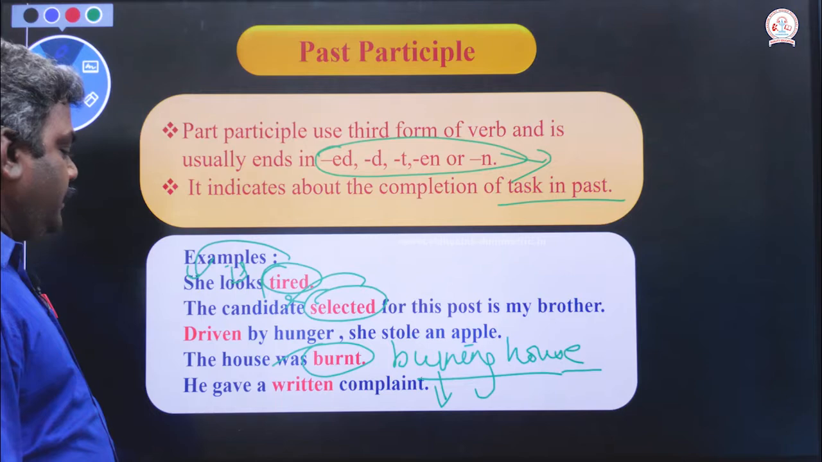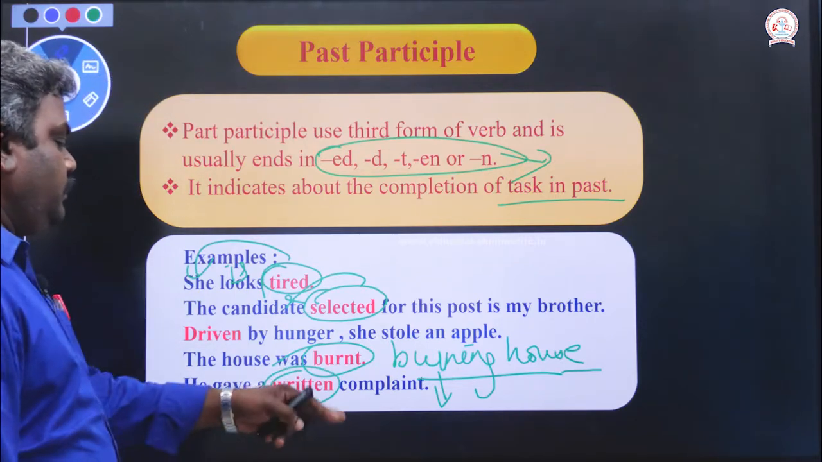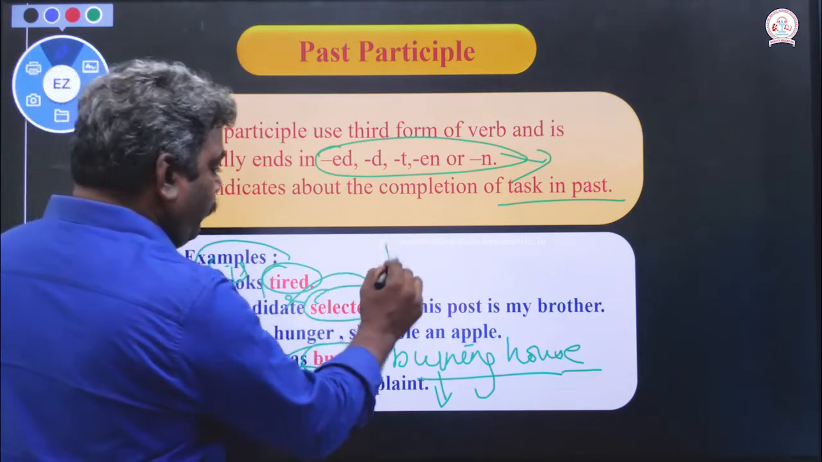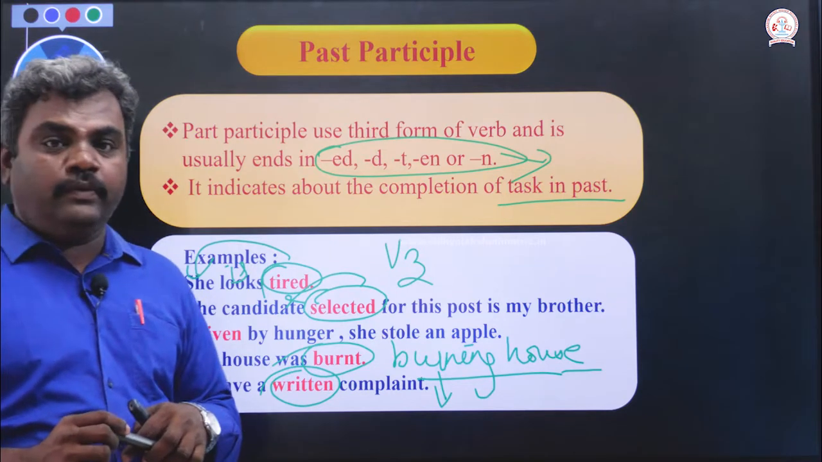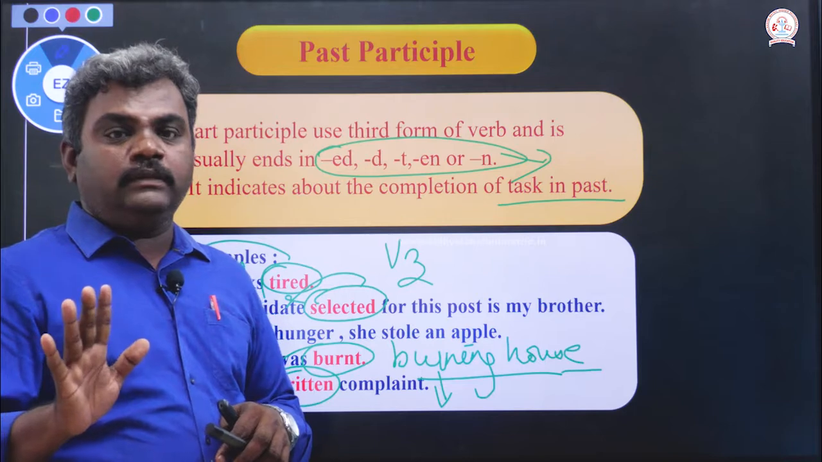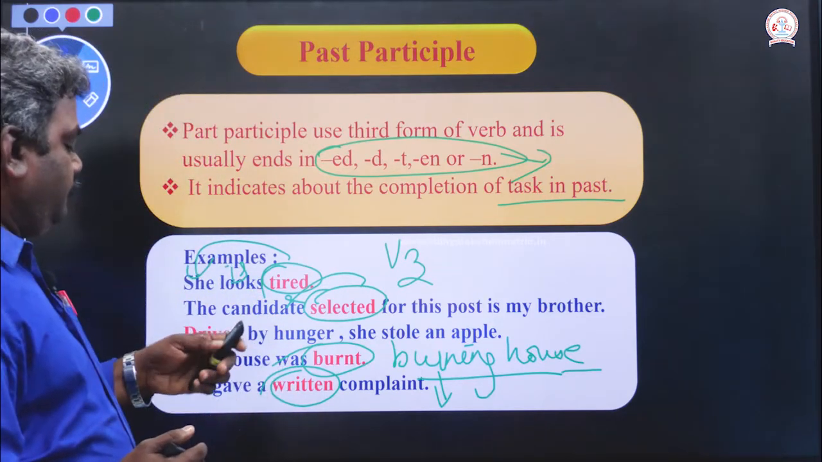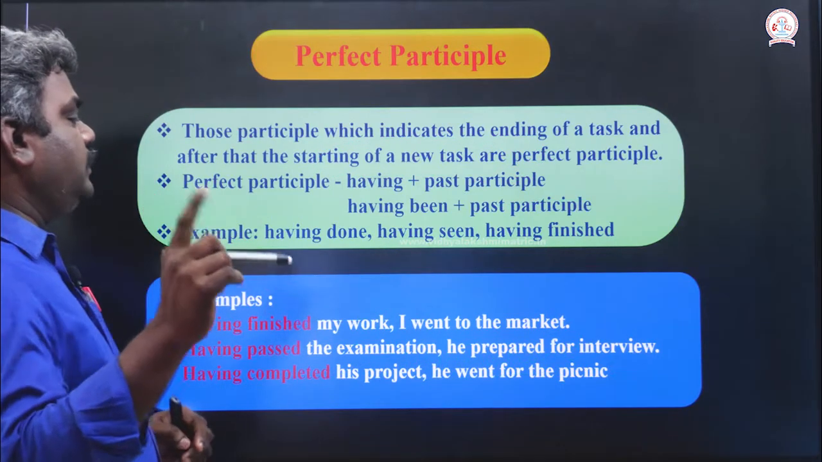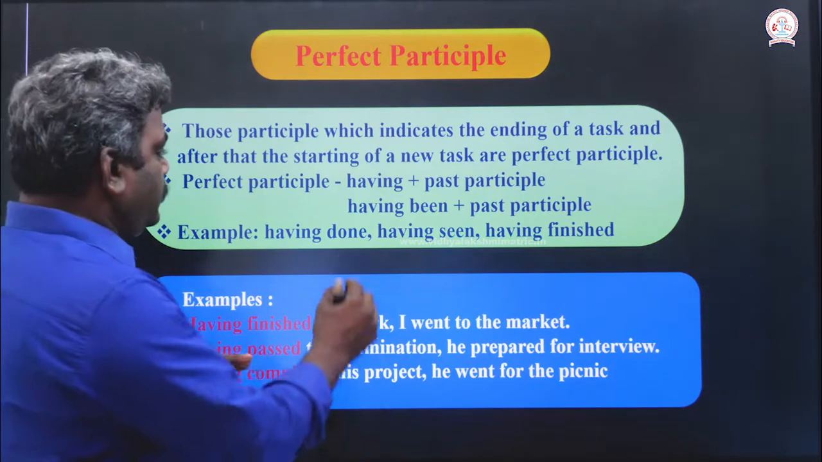"He gave a written complaint." A complaint which is written. So everything, because we have written only the V3 form. We don't use the V2 form, we don't use other tenses. We have used only the past participle. That is V3. Keep it in your mind. Perfect participle. If you don't mind, just look at this.